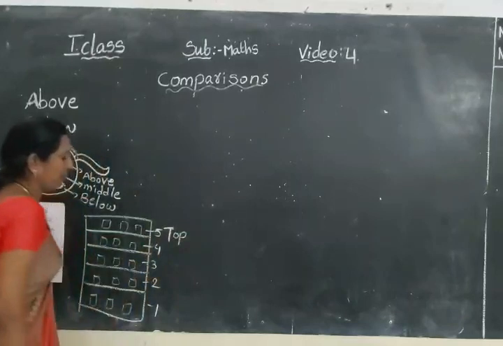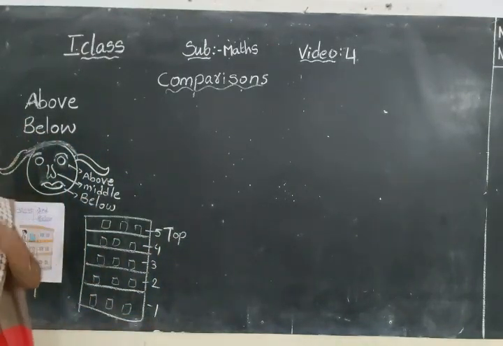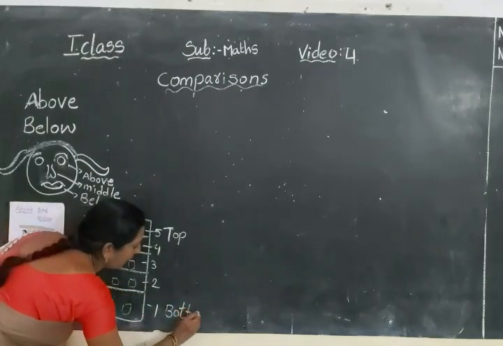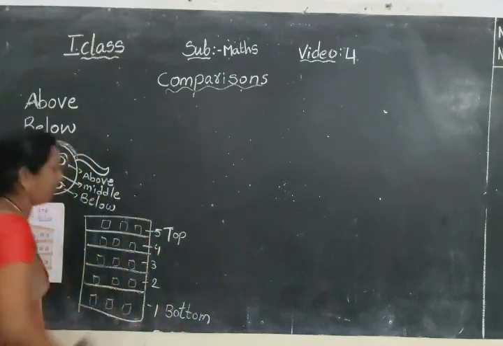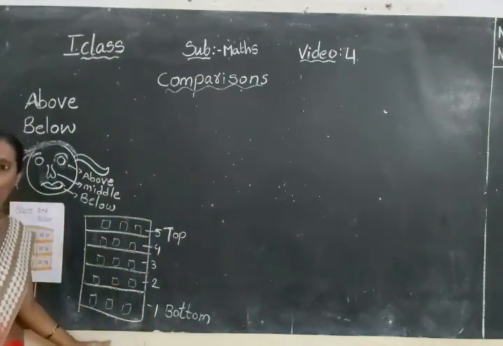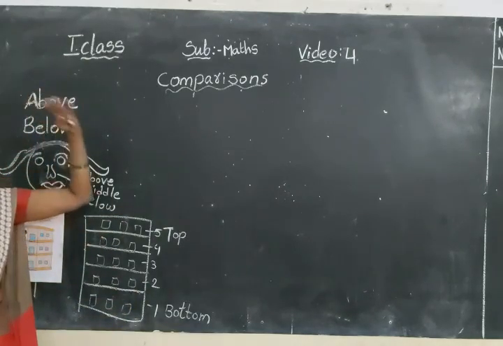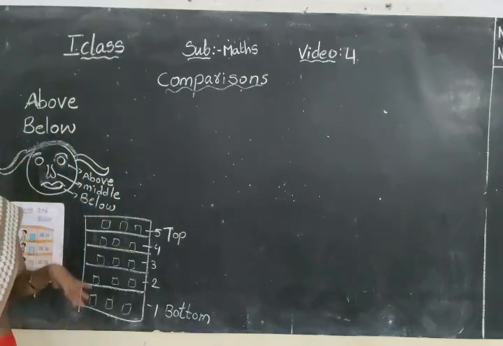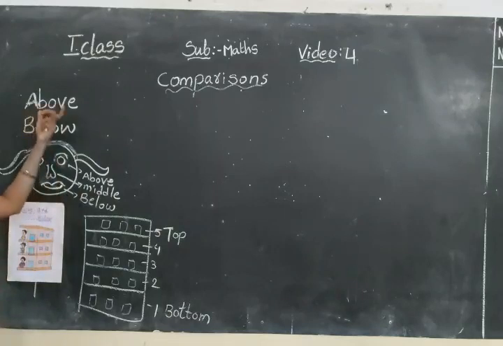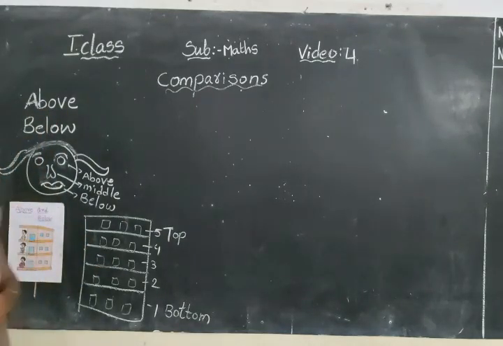T-O-P, top. And which is the bottom flat? That is the flat 1. Very good. B-O-T-T-O-M, bottom. So, above and below is nothing but top and bottom. The upper part is called the top, that is above. And the lower part, that is the bottom flat, is called the below flat. That is the above and below. Now we are going to another one.